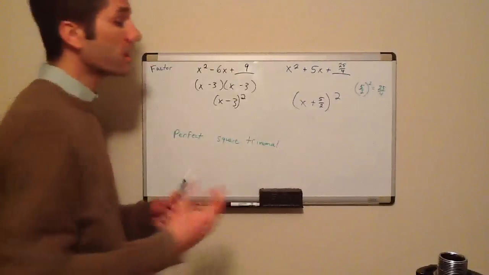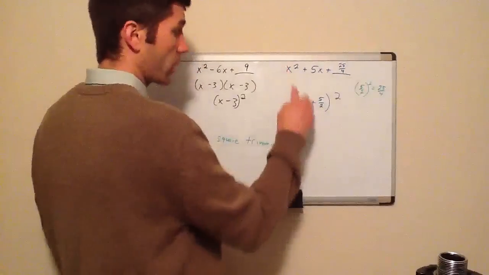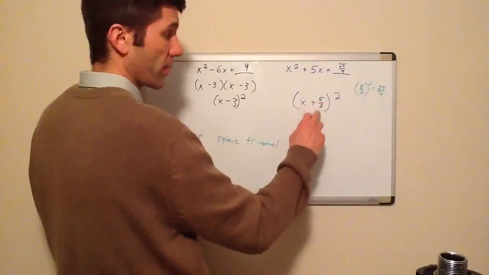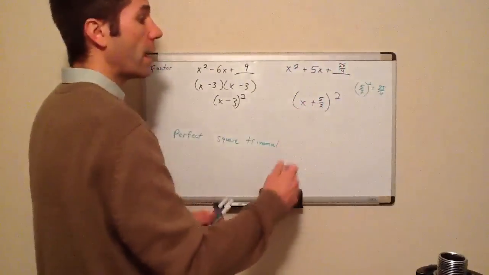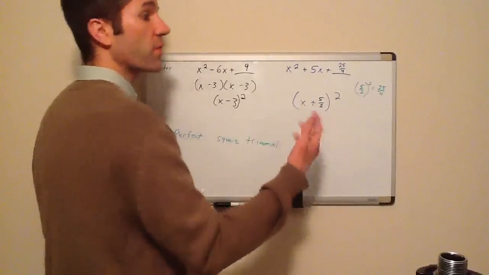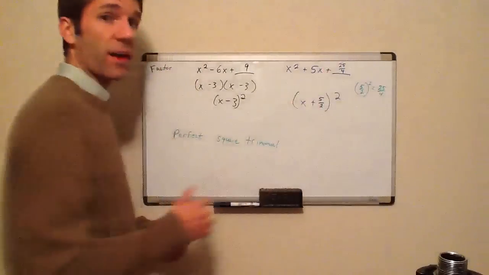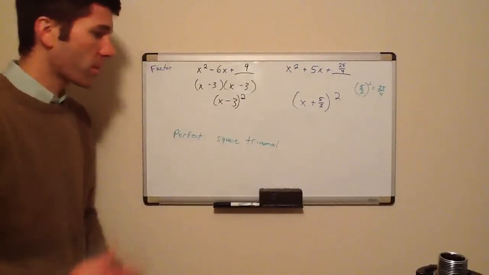You could FOIL this. If you were to FOIL this, you'd have x squared, and then going straight to the last one, you'd have 5/2 times 5/2, give you 25/4. And then 5/2 x plus 5/2 x. 5/2 plus 5/2 is just 5. There we go. So there's the intro to perfect square trinomials.